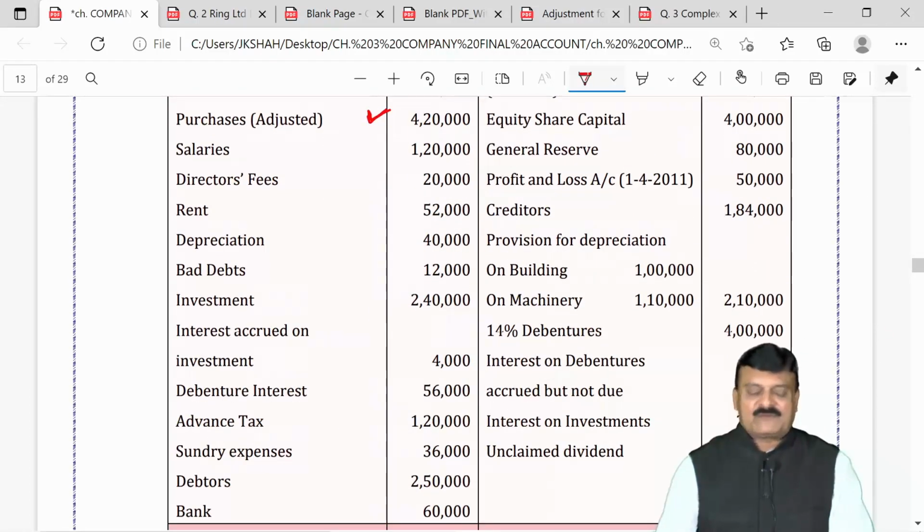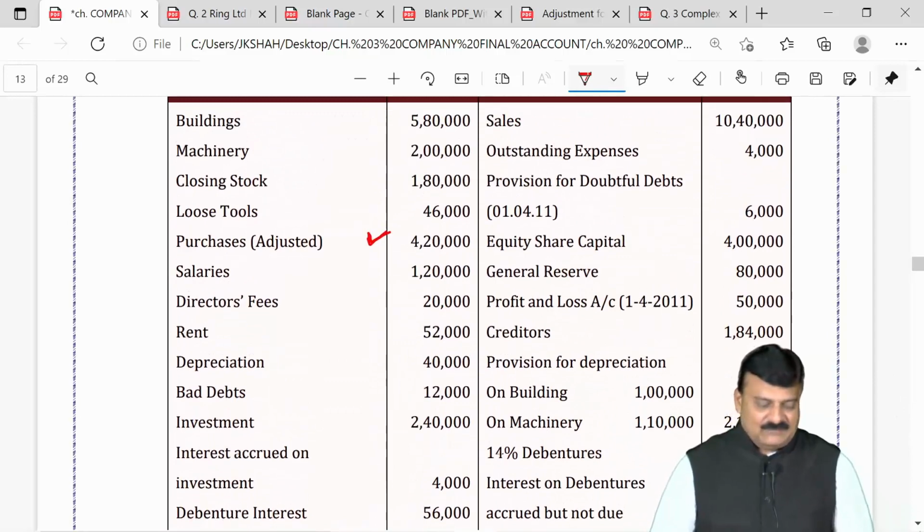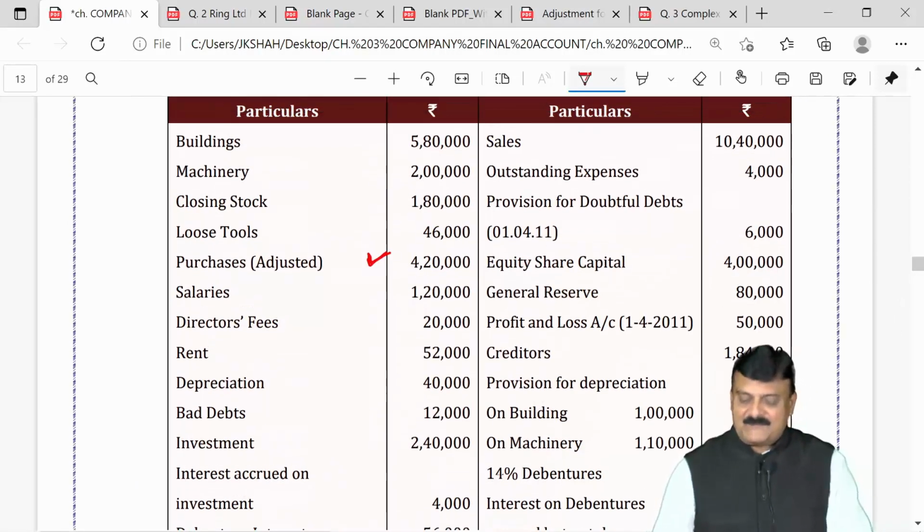interest accrued on investment is our asset, receivable investment. Okay. Next, debenture interest, advance tax is advance income tax paid by the company, sundry expenses, debtors and bank balance. The credit figures are sales, then outstanding expenses. Outstanding expense in the credit is a liability, right friends?